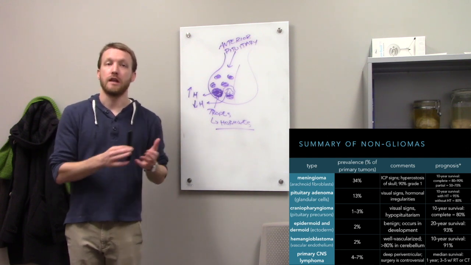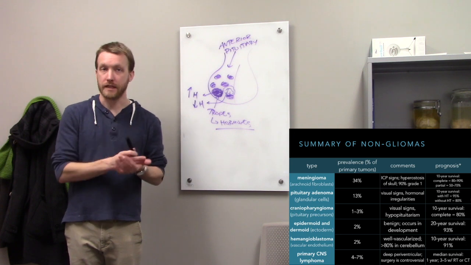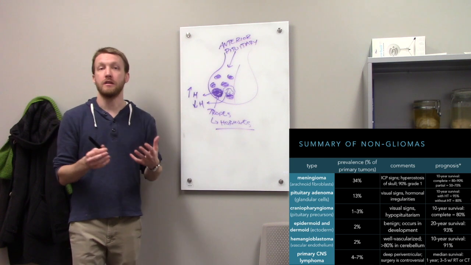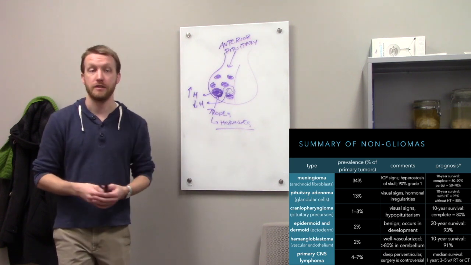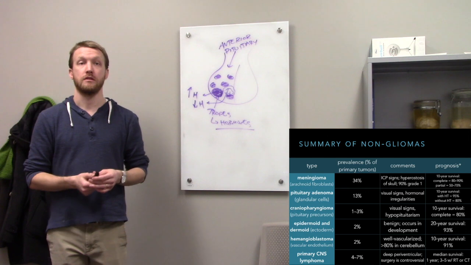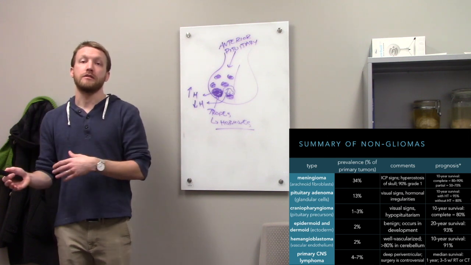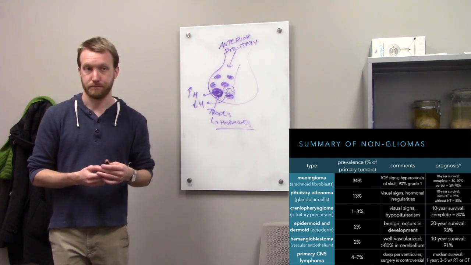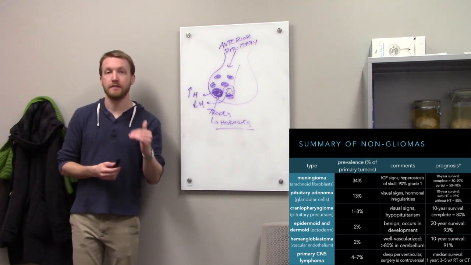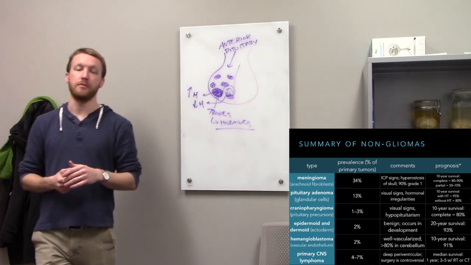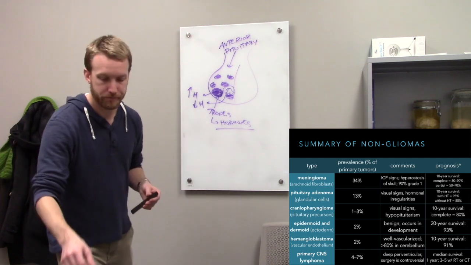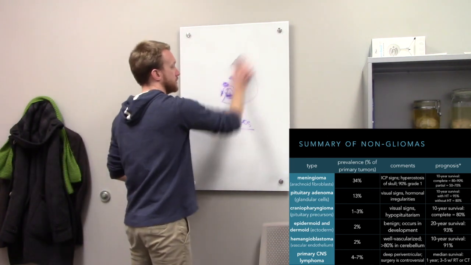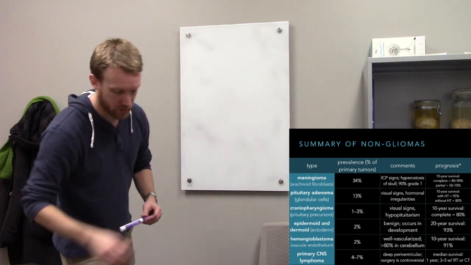The hemangioblastomas that are derived from vascular endothelial cells still have great survival. They tend to be well vascularized, as you would imagine, because they're derived from vascular cells. Usually they occur in the cerebellum, so ataxia is a common symptom here. The last tumor on here is the primary CNS lymphoma. The idea here is that lymphocytes get transformed, potentially by viral infection, such as the Epstein-Barr virus.